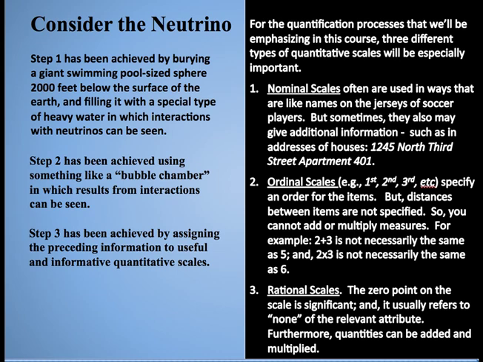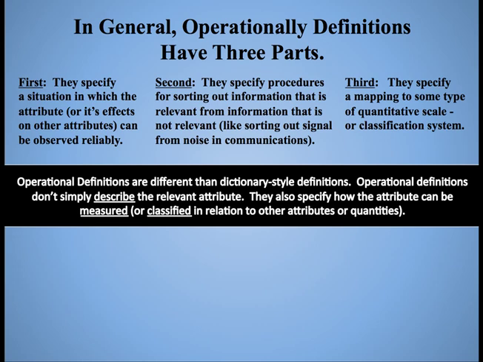The 0 point on the scale is significant, and it usually refers to none of the relevant attribute. Furthermore, quantities can be added and multiplied. Operational definitions are different than dictionary-style definitions. Operational definitions don't simply describe the relevant attribute. They also specify how the attribute can be measured or classified in relation to other attributes or quantities.